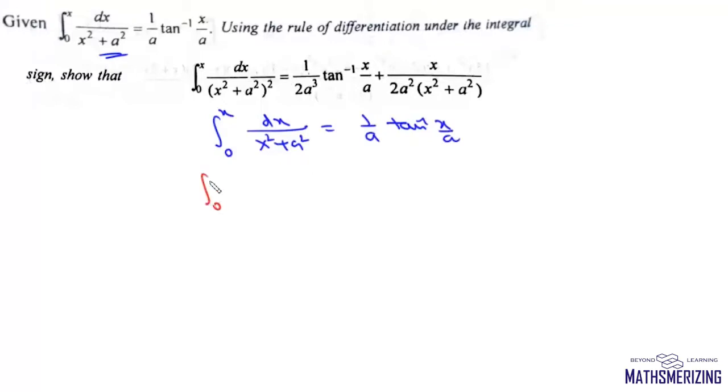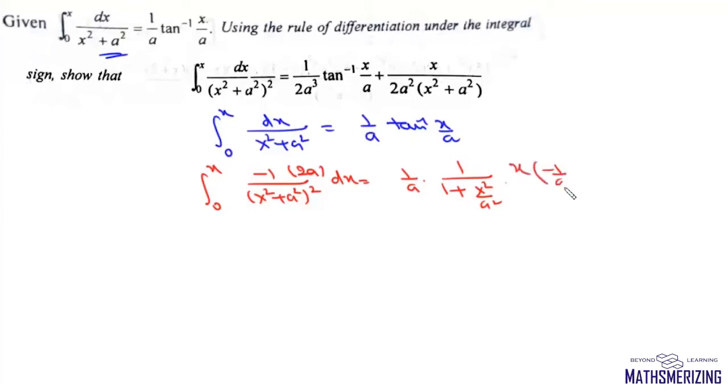So we can write this integral from 0 to x minus 1 upon x square plus a square whole square into 2a dx, and here it will be 1 upon a into 1 upon 1 plus x square upon a square, and then x, minus 1 upon a square, and plus tan inverse x upon a as it is, and then minus 1 upon a square.